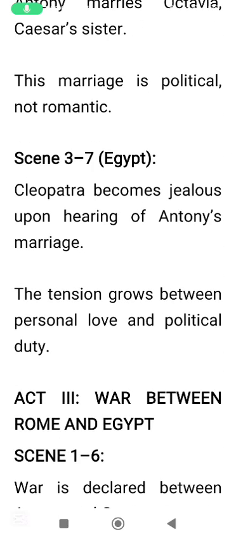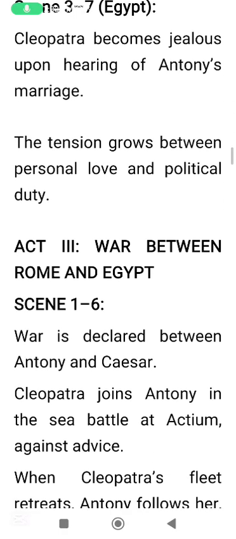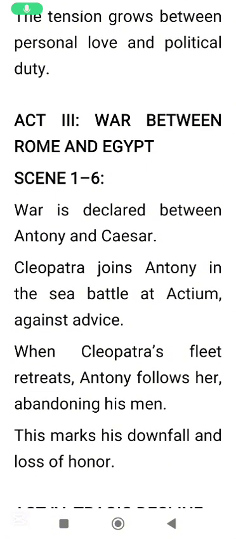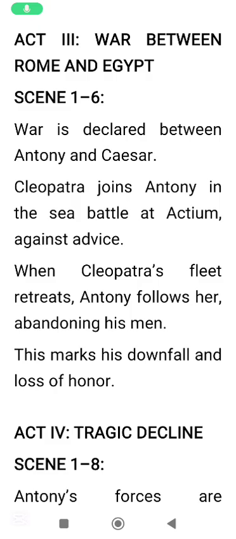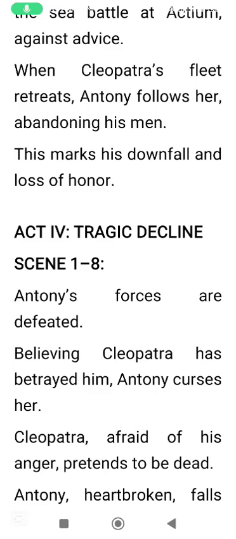Then from scene 3 to 7, Cleopatra becomes jealous of hearing of Antony's marriage, and tension grows between personal love and political duty. Then in Act 3, war is declared between Antony and Caesar, and Cleopatra joins Antony in the sea battle at Actium, against advice. When Cleopatra flees and retreats, Antony follows her, abandoning his men, and that marks his downfall and loss of honor and dignity in Rome.